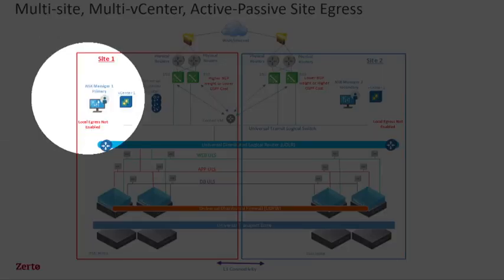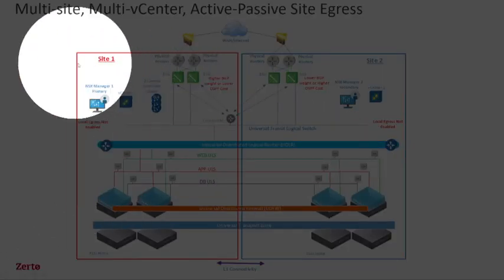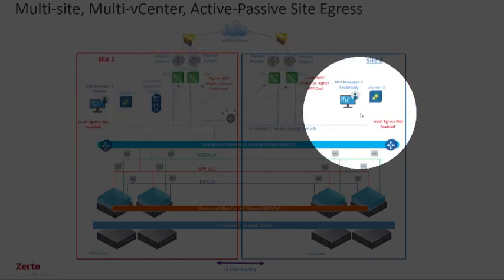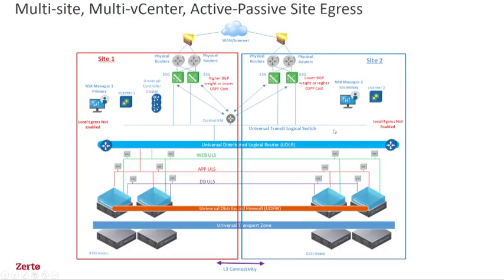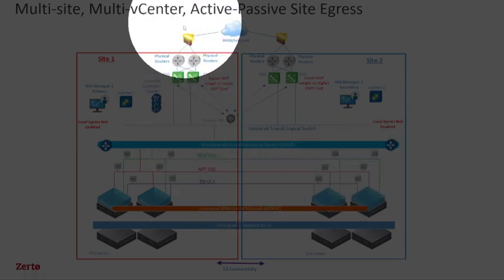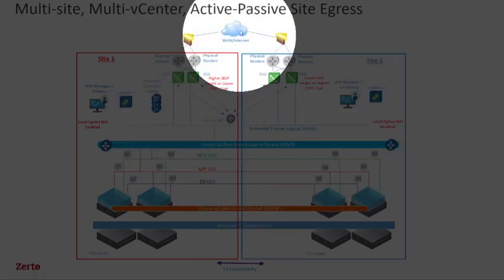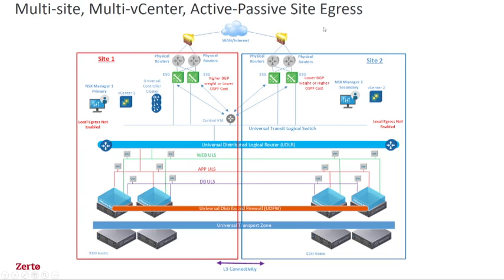Here I have logical networks spanning both sites. I have my primary NSX manager, secondary NSX manager, and vCenters at both sites, right? It's a multi-site environment. Basically what I'm saying here is workloads at both sites will use only one set of ESGs, either at site 1 or site 2. That's why I call it active passive site egress. So let's look at how this works.